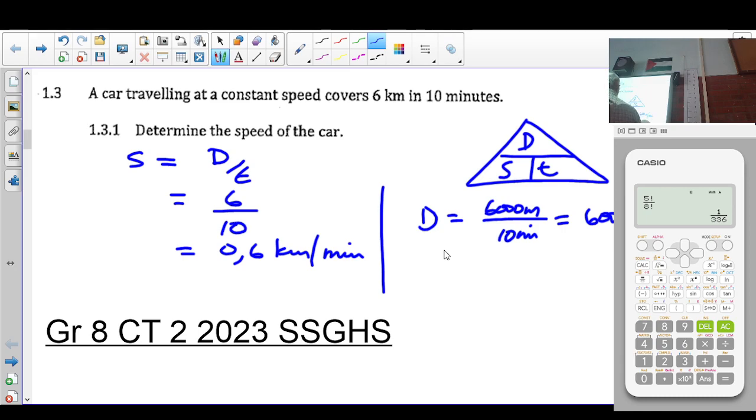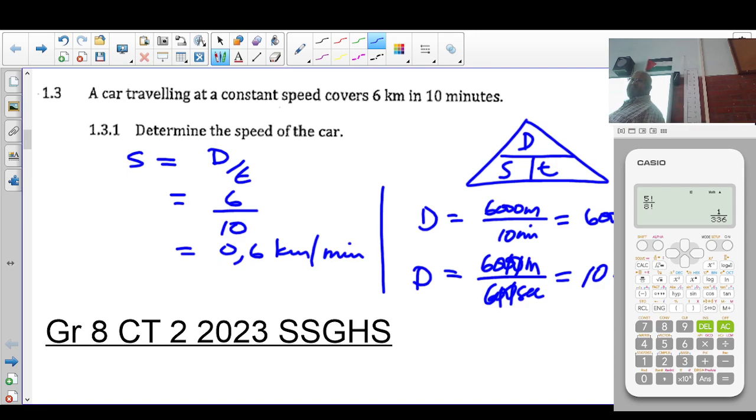Okay? Or you could have said it's going to be 6,000 meters over how many seconds are there in 10 minutes? How many seconds are there in 1 minute? 60. So it's 600 seconds. That cancels. So it will be 60 over, so it's 10 meters per second. All of this is acceptable. Any one of those. Why? Because this question did not specify that your answer should be in meters per second. I know in the memo it will show meters per second, but all of those are acceptable.